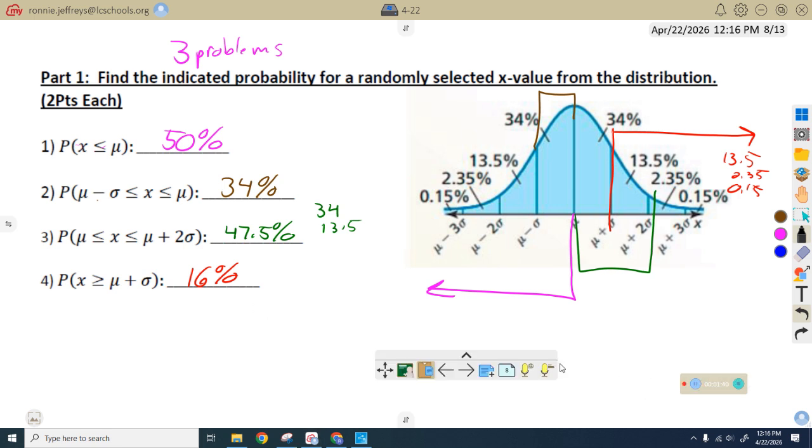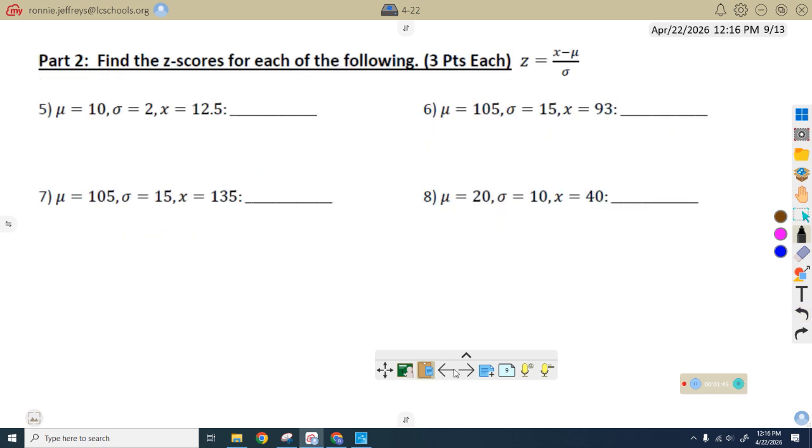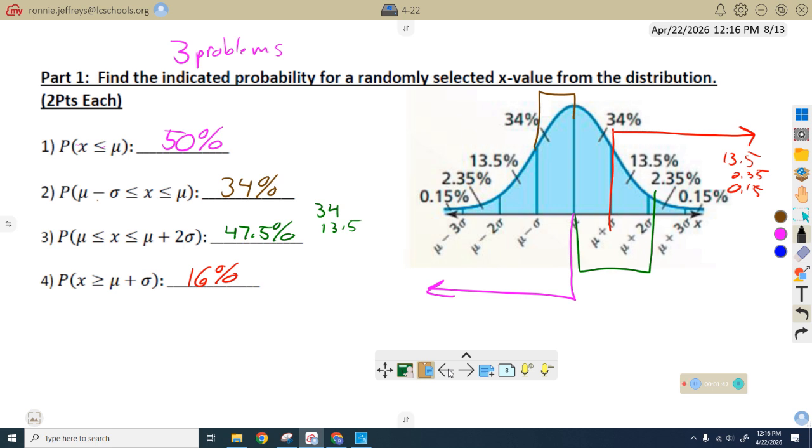All right. So again, only 3 problems like this. How do you get 34%? You just follow what it says. It says it's between this symbol. We don't really worry about what these symbols mean or anything. We're just asking for the weighted part. So 50% would be the middle one, and then 16. 16 ain't on there though.